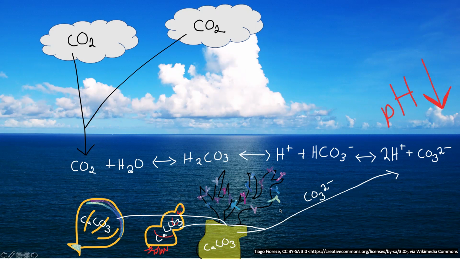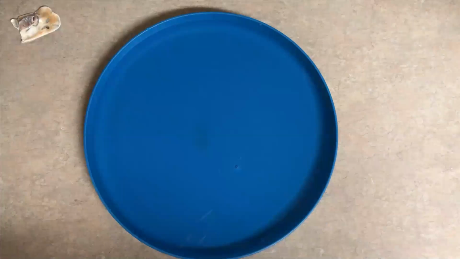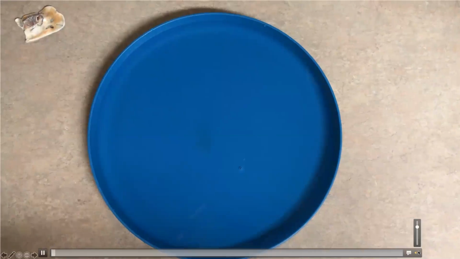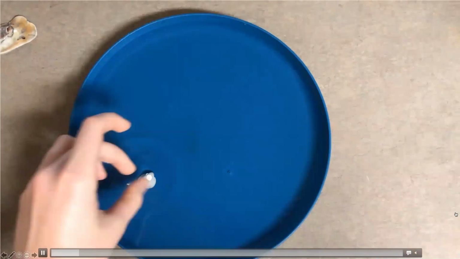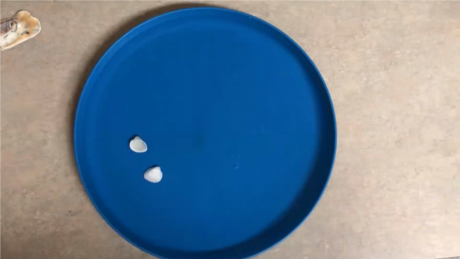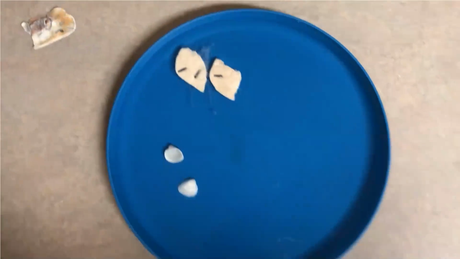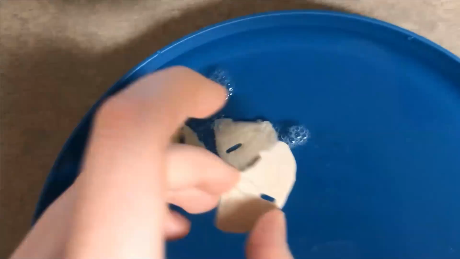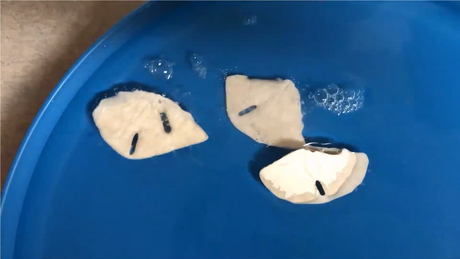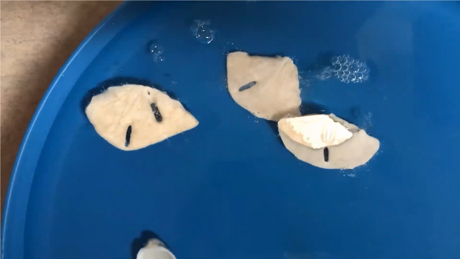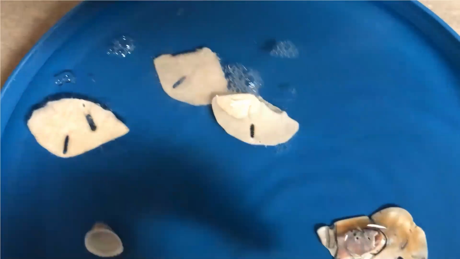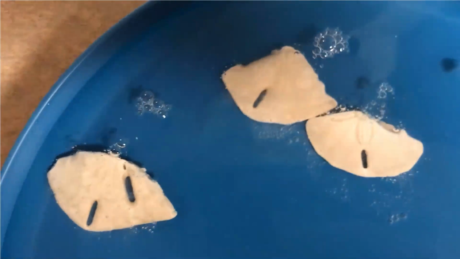In order to demonstrate this, I conducted an experiment by adding different types of shells into white vinegar. As you can see here, I'm adding in clam shells called arcs and pieces of sand dollar, which is from the phylum Echinodermata. Once added into the vinegar, they begin to immediately react and dissolve as the carbonate is being pulled out of them. All of these different shells dissolved at different rates, but dissolved nonetheless.